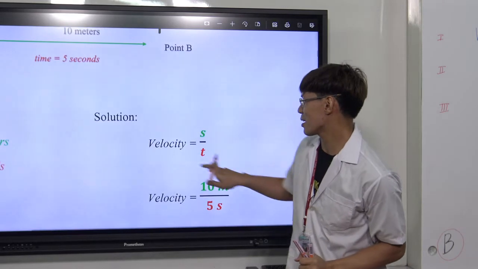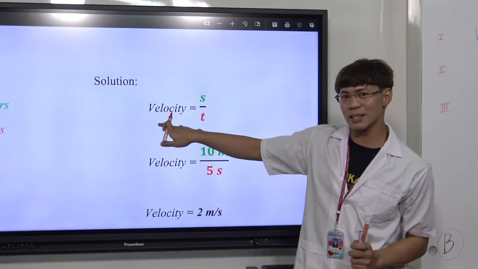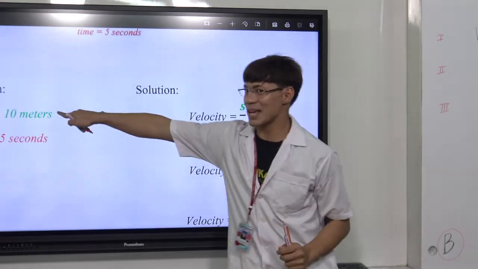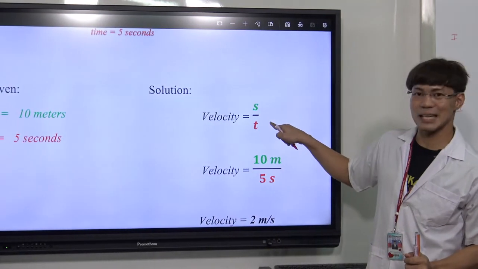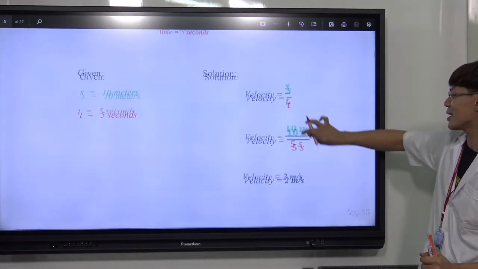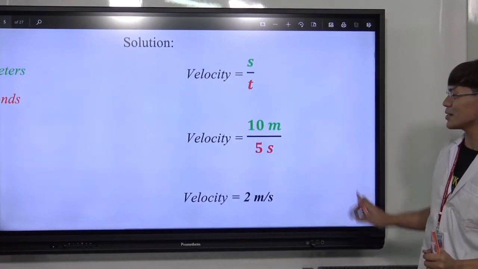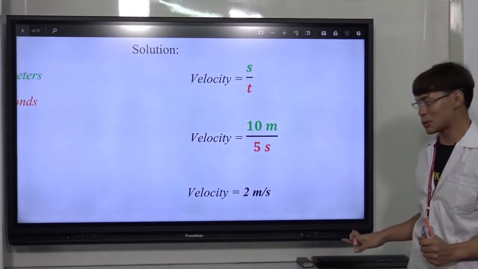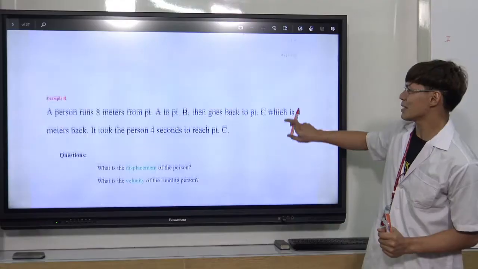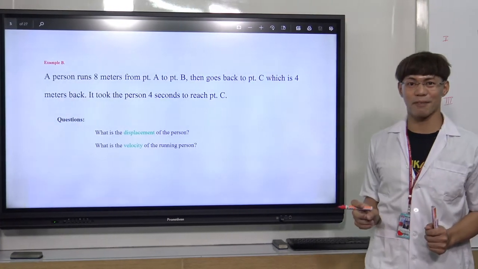What is the v? V, or velocity, is displacement over time. Replace s with 10 meters, replace t with 5 seconds. And then you get the value for velocity. Velocity equals 2 meters per second, m over s. Let's have another example for velocity.